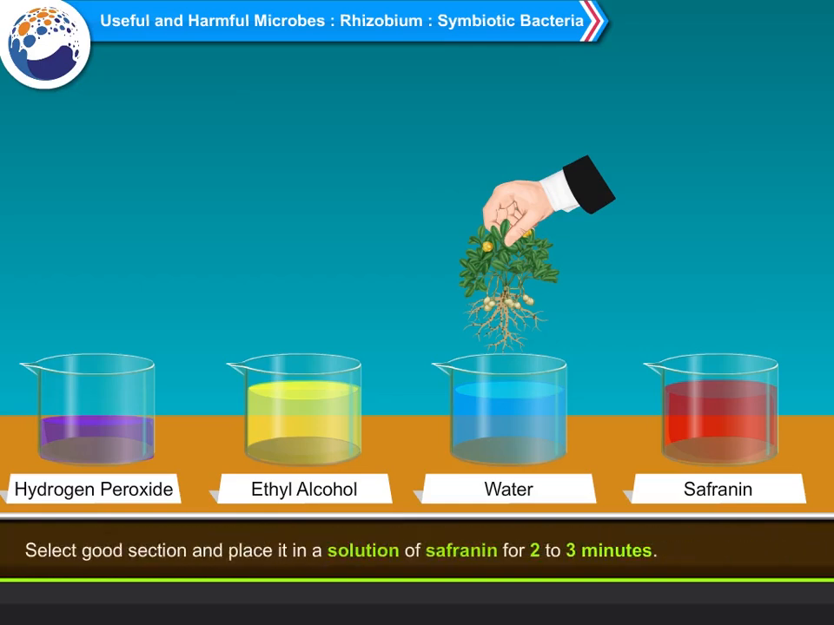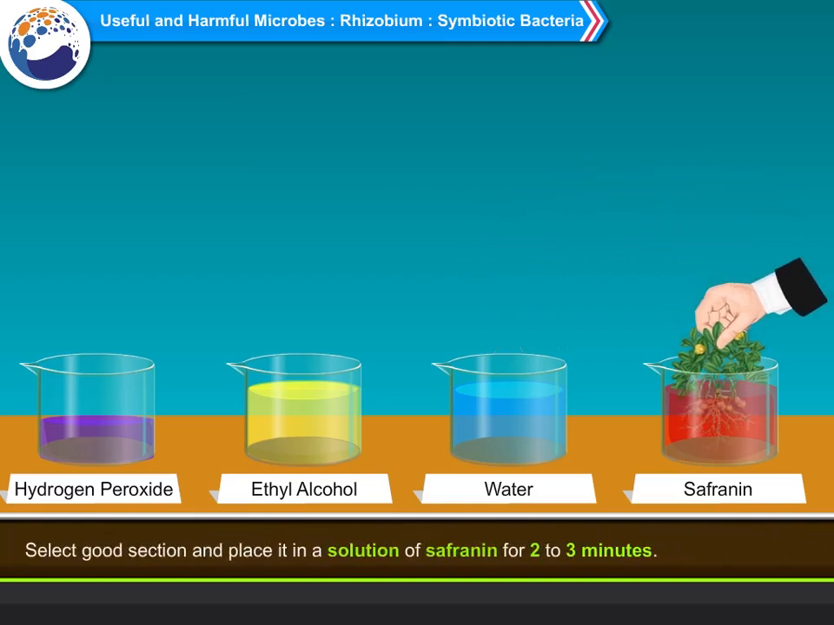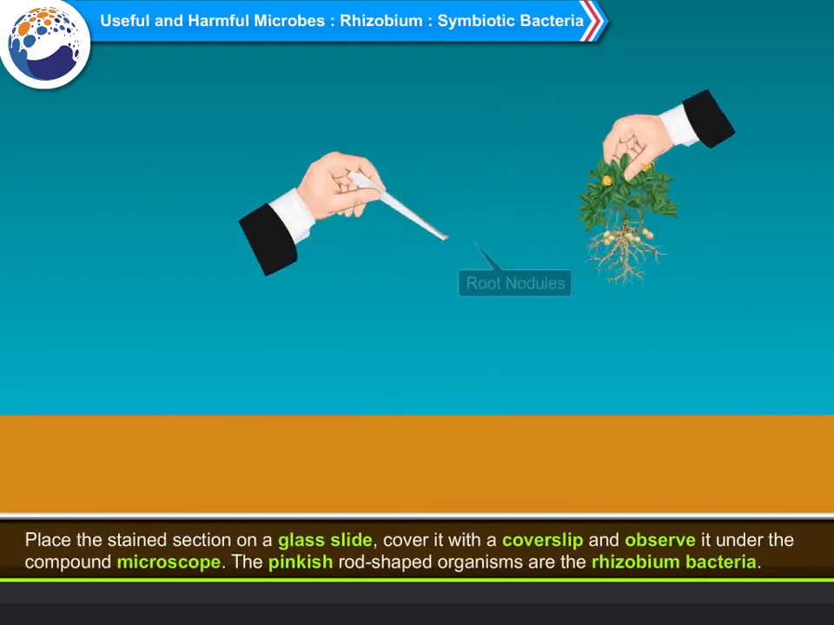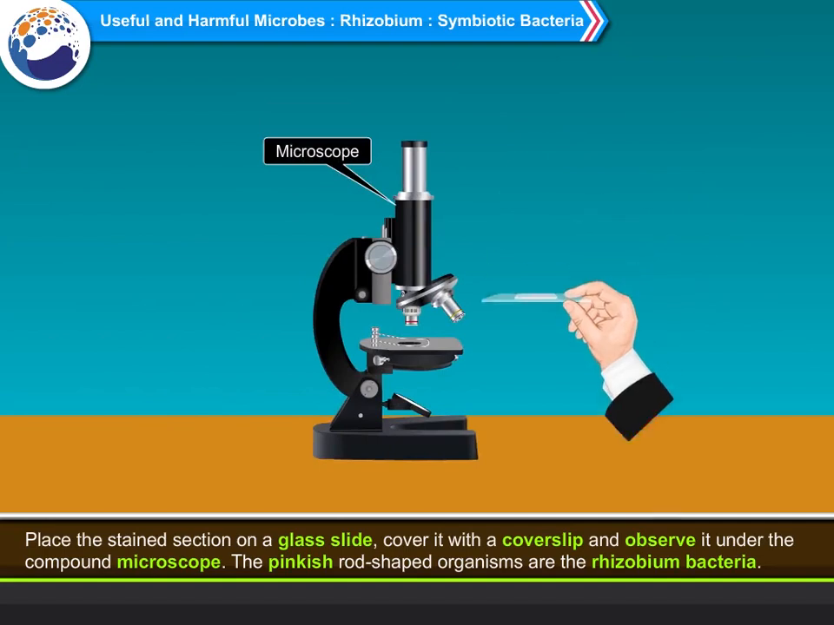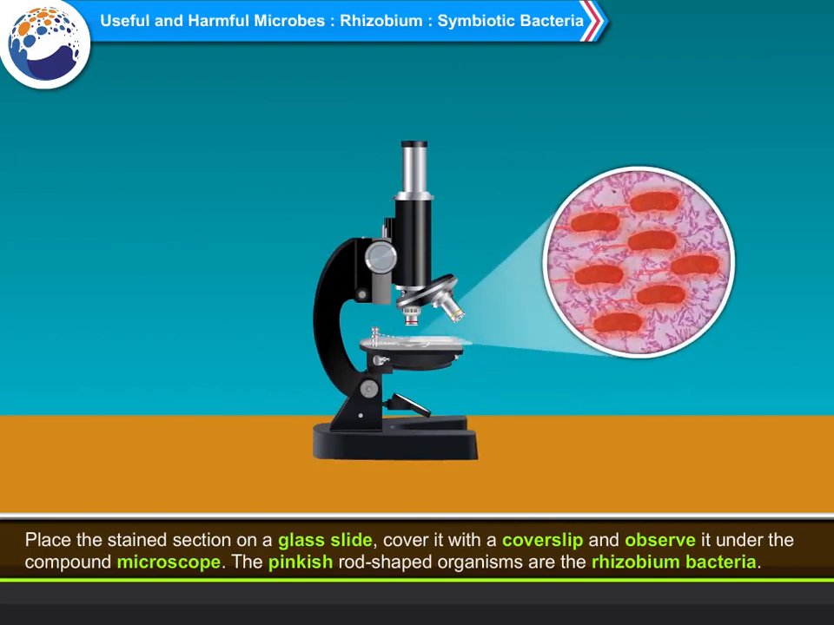Select a good section and place it in a solution of safranin for 2 to 3 minutes. Place the stained section on a glass slide, cover it with a cover slip and observe it under the compound microscope. The pinkish rod-shaped organisms are the rhizobium bacteria.